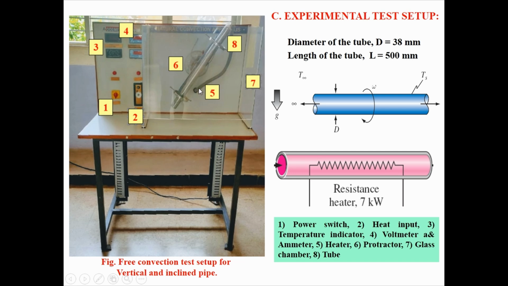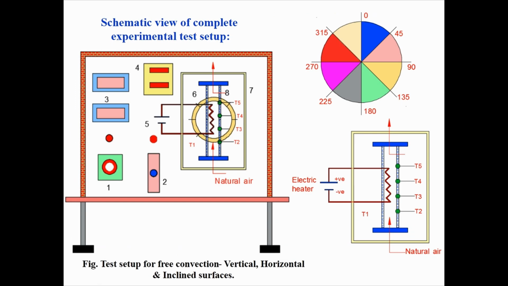This is the schematic view of the experimental test setup that we have. This is the air chamber and there is a tube. On the surface of the tube we have placed 4 thermocouples, that is T2, T3, T4 and T5. Whereas T1, that is thermocouple 1, is placed in the air chamber. That indicates the air temperature or ambient temperature.